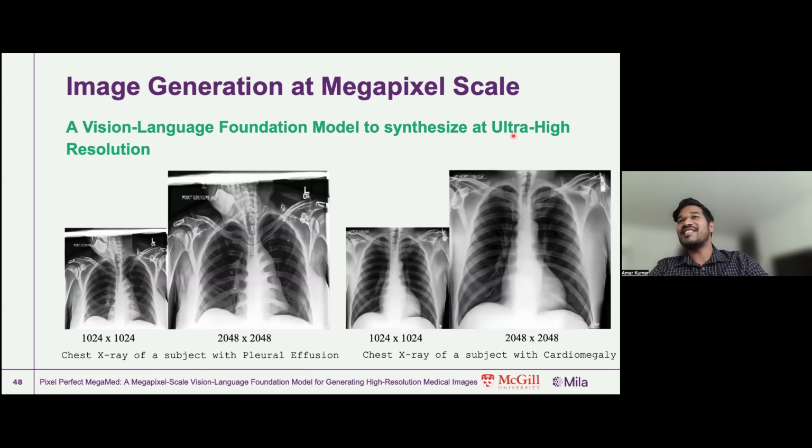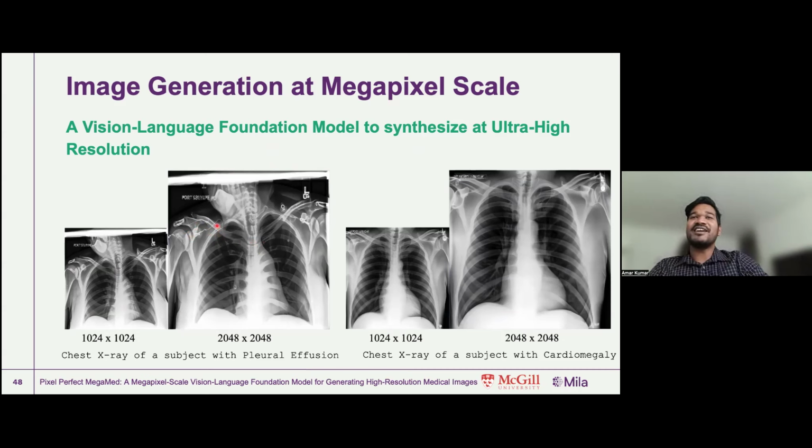These are the images that we were able to synthesize using Stable Diffusion XL. And now if you compare this to what I showed you at the beginning of the talk, you can see that these are extremely high resolution images, and they also require higher memory size. You can see over here on the left-hand side, a chest X-ray of a subject with pleural effusion, and you can see the level of detail you can observe in these images. All these images are synthetically generated. None of them are real.